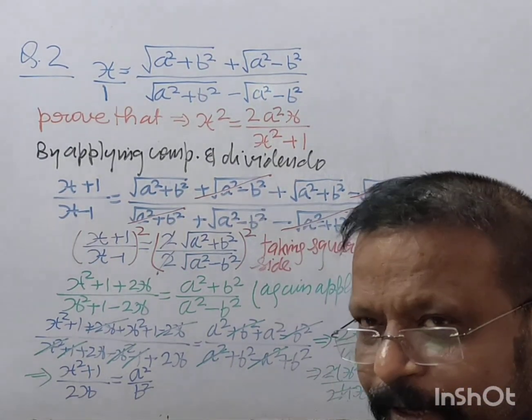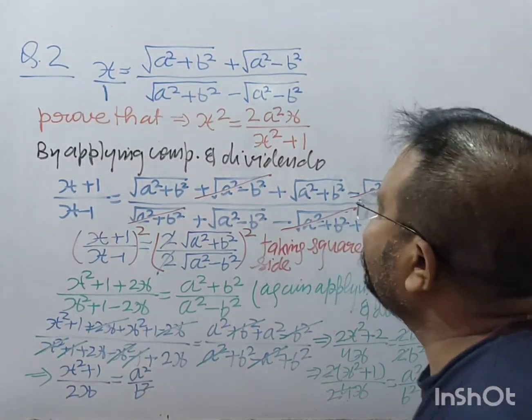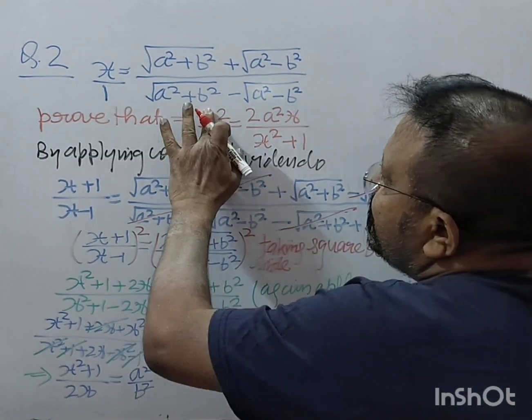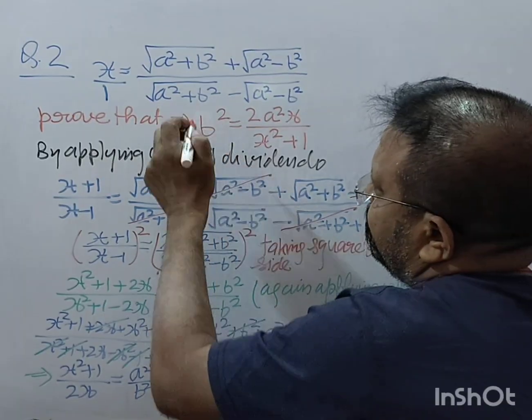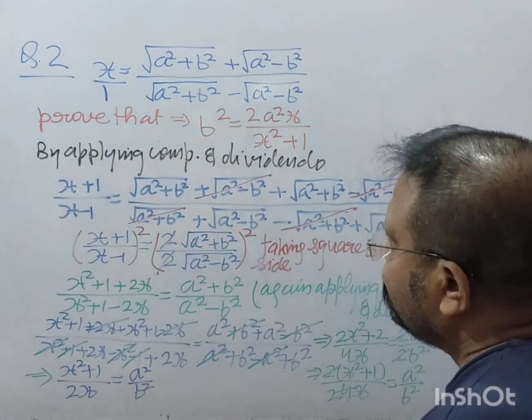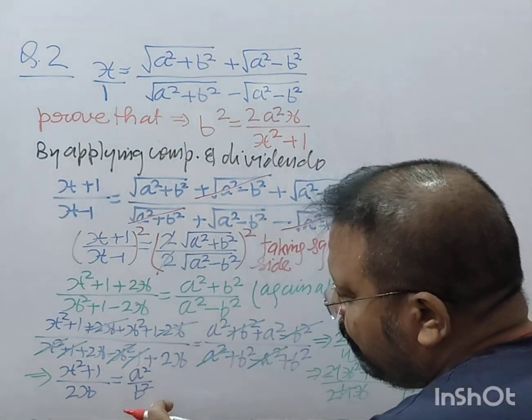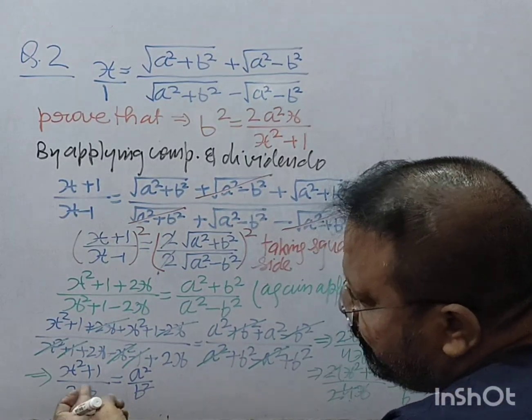It is again written wrong here. It should be b square. It is written wrong.